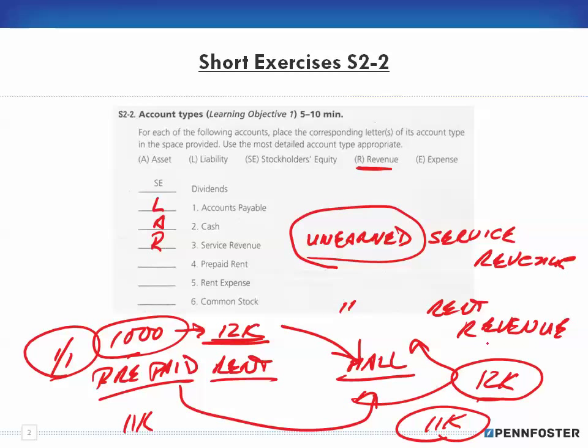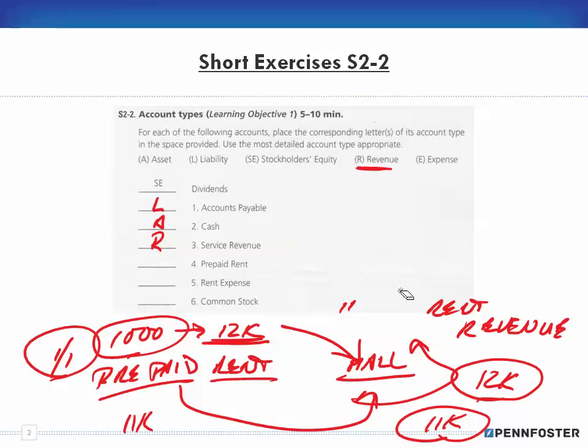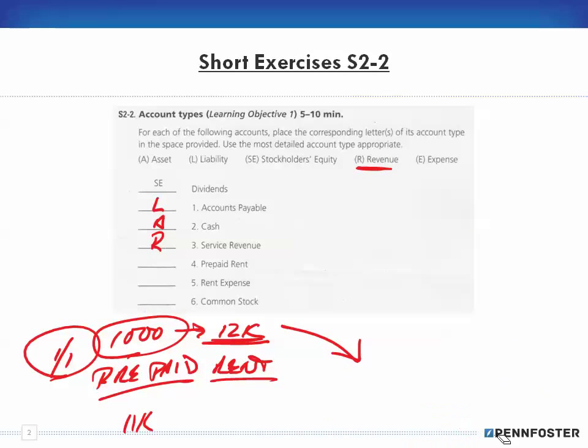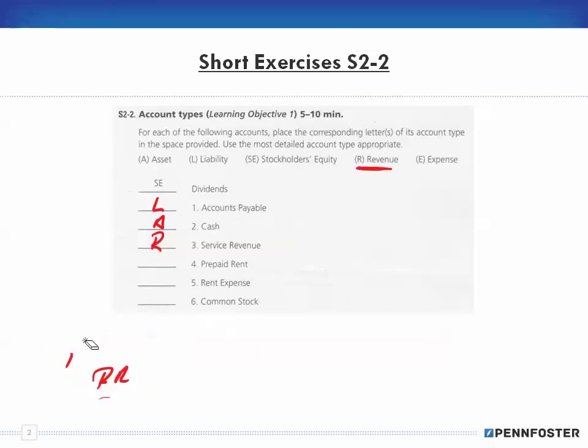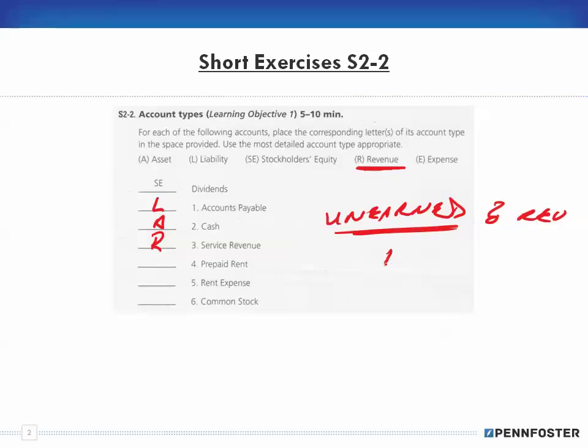So for the most part, when we're looking at account names that say revenue, immediately you can think in terms of it being the category of account called revenue, okay? However, that doesn't apply 100% of the time. If you see the word unearned in front of that account revenue, that unearned means it's a liability account, okay? So just be aware of that. Keep that in the back of your mind.